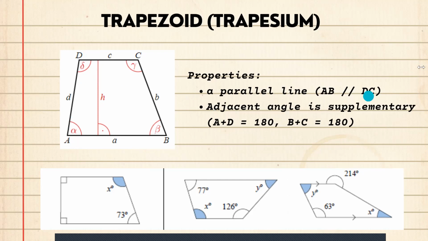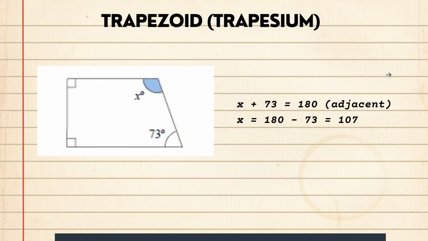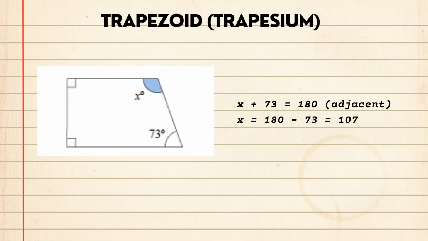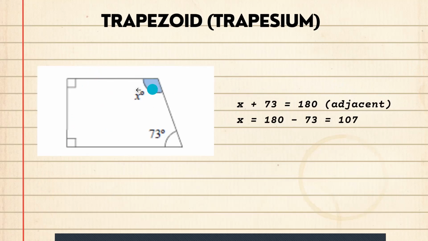Now, look at the example in the left questions. For example, what is the value of X? Just remember, it is a trapezoid. So, the adjacent angles, top and bottom, as long as they are adjacent, they are 180. Yes, remember, but it has to be top and bottom, not left and right. Okay? So if the total is 180, and the bottom is 73, what is X? The rest: 180 minus 73 is 107.